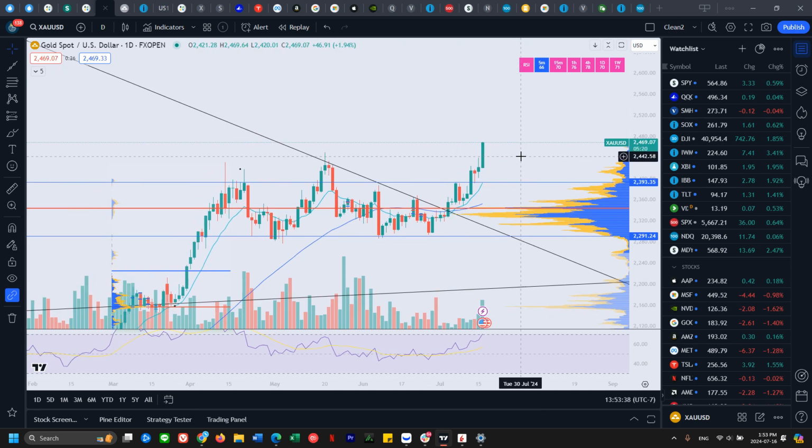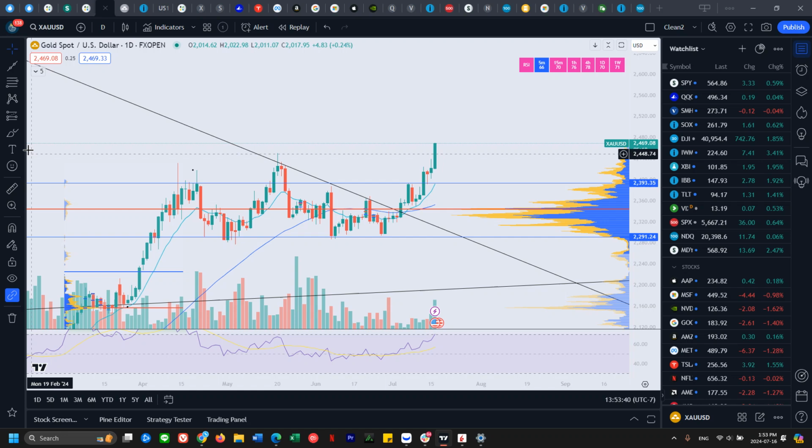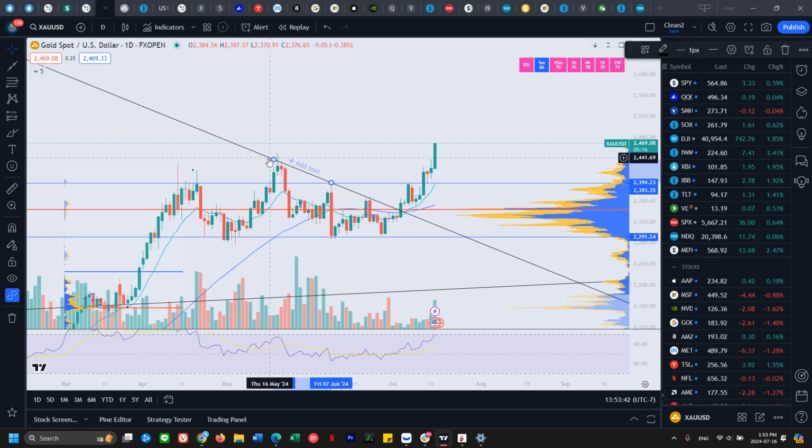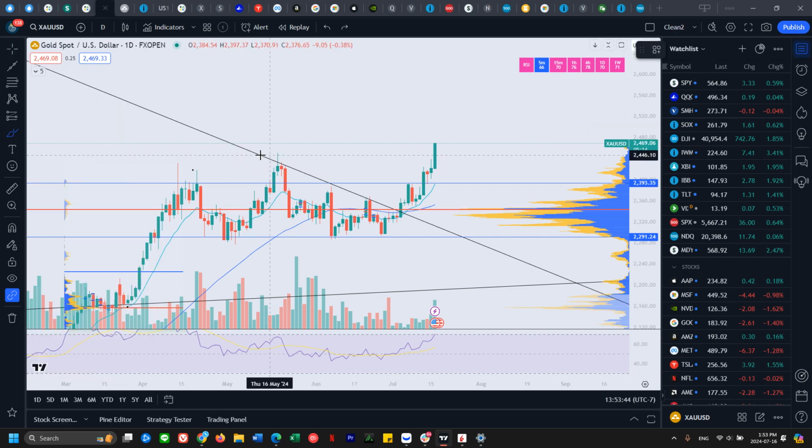All right, gold, bull break. So after we broke out of this downtrending resistance right here, we got follow through, more follow through, and a little bit of pullback, more follow through, a little bit of pullback, more follow through. So that's a clear daily uptrend. And right now there's no resistance. So we're pretty much at all-time highs again.